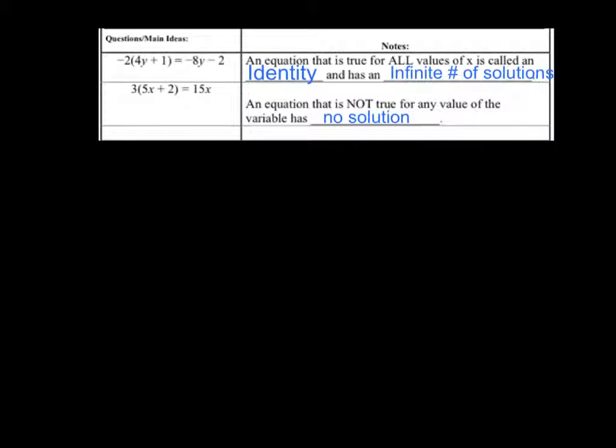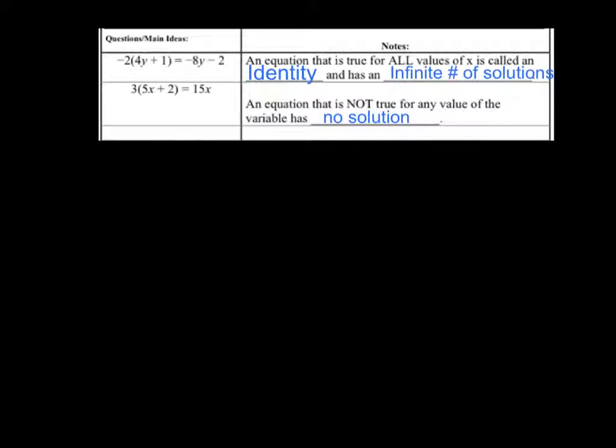So today we're going to focus on two special types of equations, and those are ones that have an infinite number of solutions and those that have no solution. So notice that I have two equations here on your notes next to two statements. When we started our notes today, I showed you an example of each, and then we did some mixed review practice. So I'm just going to go through those examples with you again.